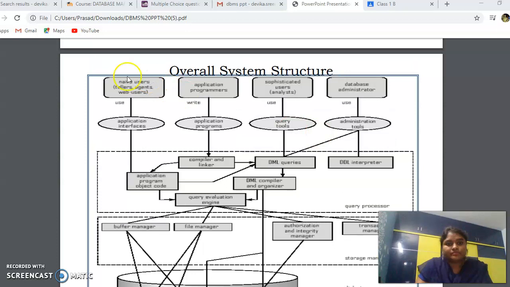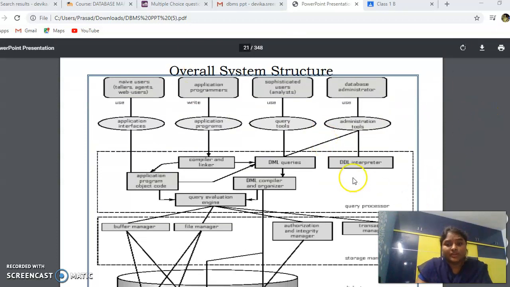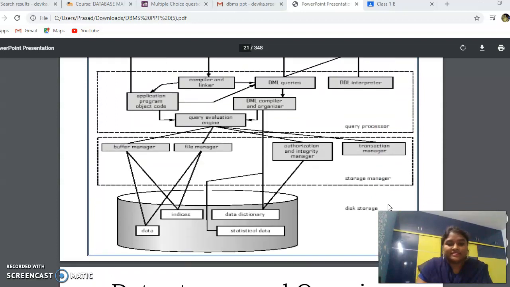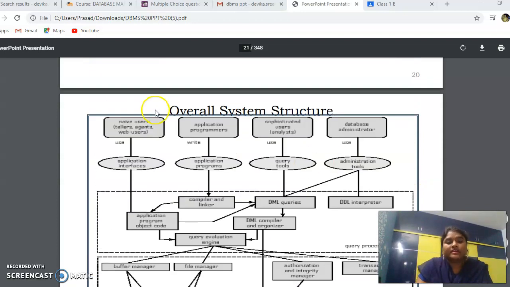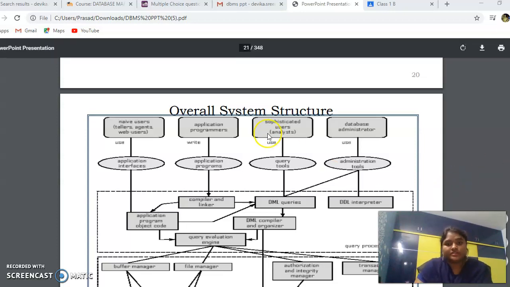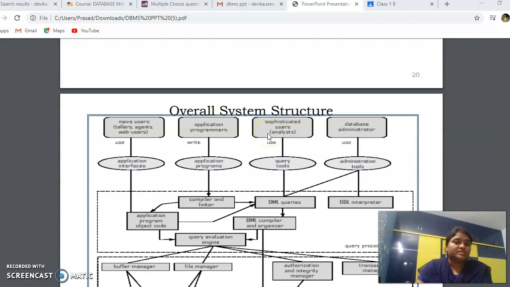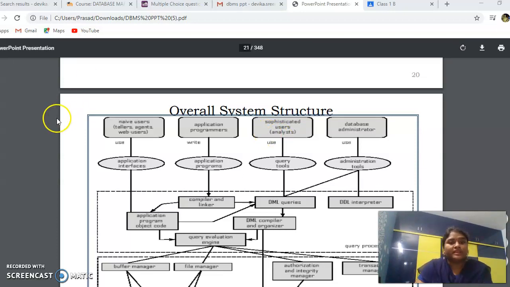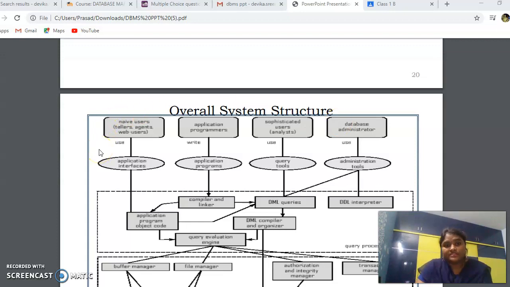First one is the view level, second one is the logical level, and third one is the physical level, right? The view level deals with views, or the types of users viewing, or how the view level will be seen by the user. There will be many users. Examples of types of users are naive users, application programmers, sophisticated users, and database administrators. These are all types of users and they each have their own significance, right? We will be learning about the types of users again.